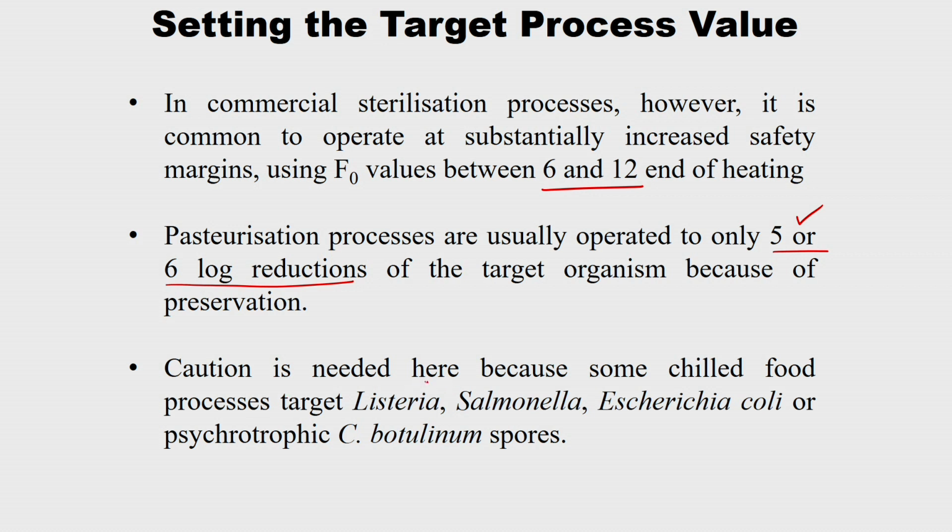The caution is needed here because some chilled foods target Listeria, Salmonella, Escherichia coli or psychrotrophic C. botulinum spores, right. So though I say I can preserve it in the refrigeration condition, we have already seen there is another heat resistant microorganism, which is nothing but Listeria monocytogenes, which can grow at refrigeration conditions, and this is also a facultative microorganism. So it can survive in both aerobic as well as anaerobic conditions. So the caution is needed though we preserve it in the refrigerated condition.